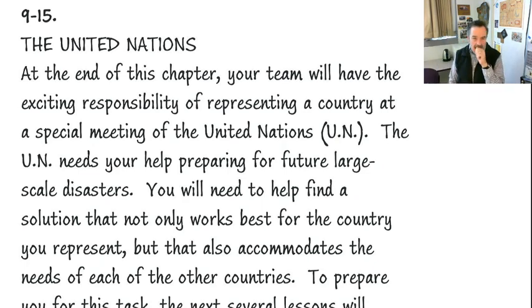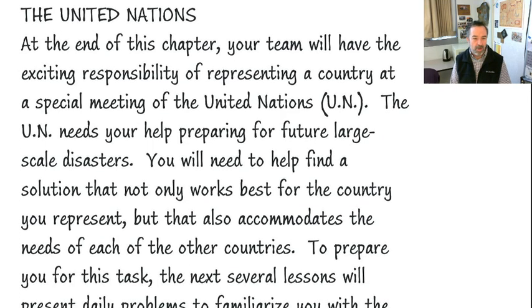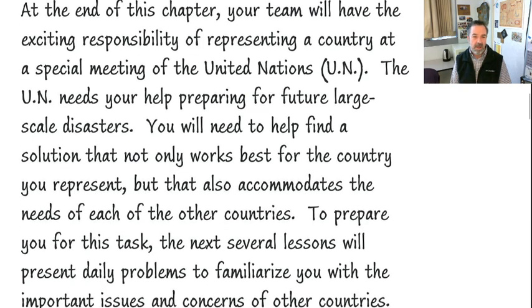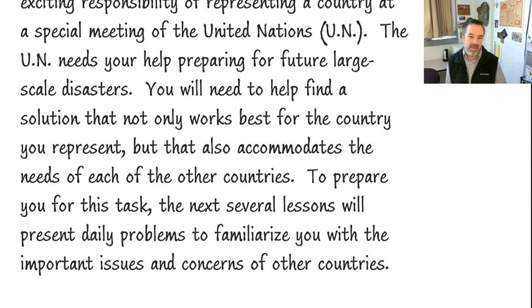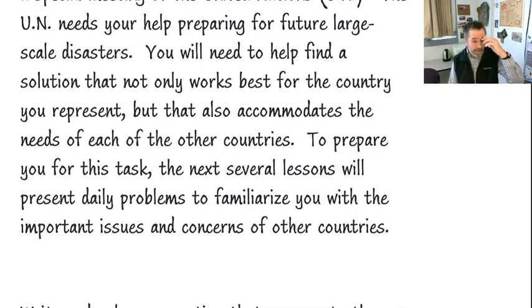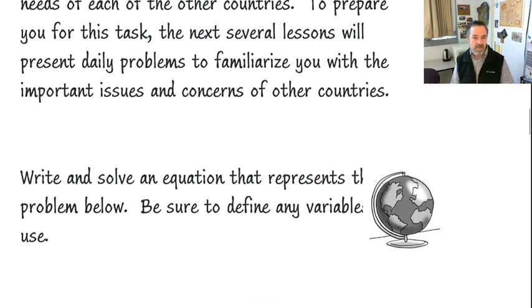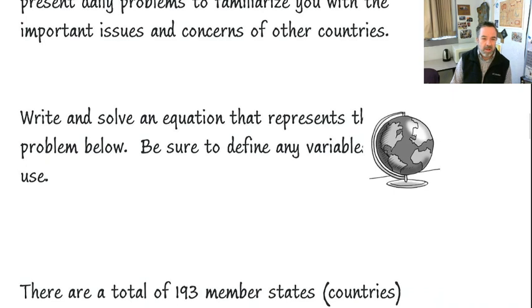So later on this chapter, we're going to do something regarding the United Nations, right? But for now, the UN needs your help preparing for future large-scale disaster. You'll need to help find a solution not only that works best for the country you represent, but also accommodates the needs of each of the other member countries. To prepare for this task, the next several lessons will present daily problems to familiarize you with important issues concerning other countries. So write and solve an equation that represents the problem below.